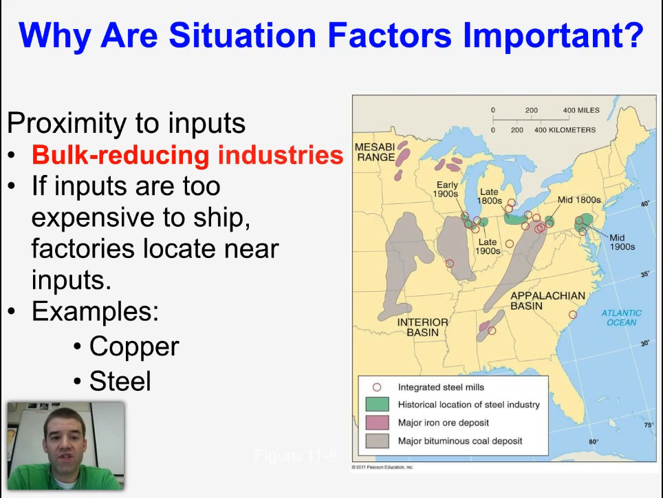And that the factories themselves are going to locate themselves near those resources or inputs because they tend to be too expensive to ship or too bulky, in other words, to be able to transport to a factory at a great distance. So the classic example of this in the United States is in the steel industry, in the steel mills of the early 20th century.